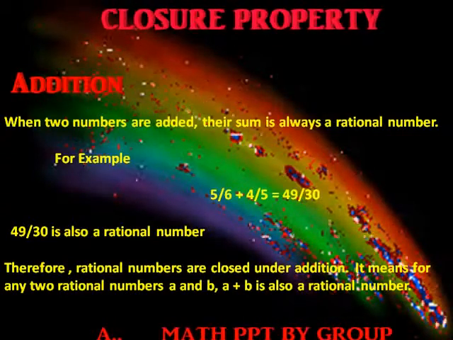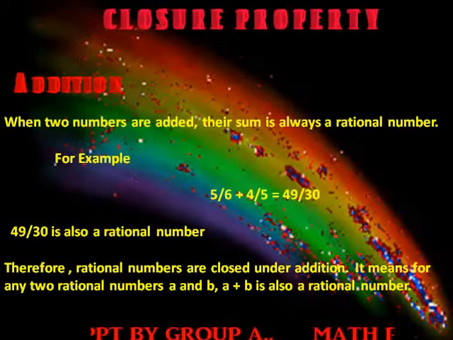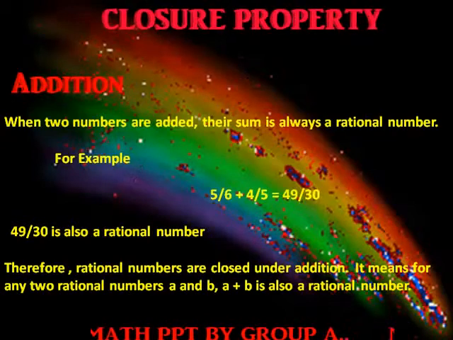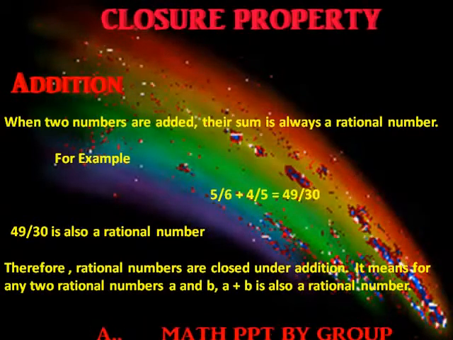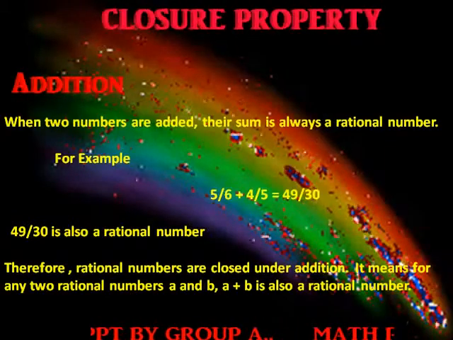49 upon 30 is also a rational number. Therefore, rational numbers are closed under addition. It means for any 2 rational numbers a and b, a plus b is also a rational number.